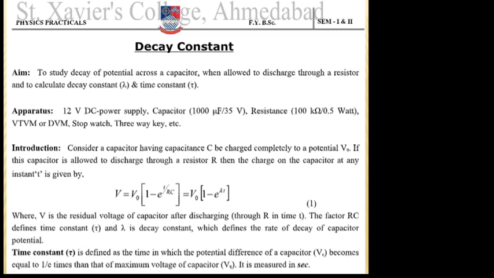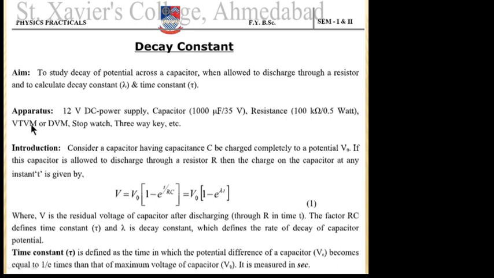The needed apparatus is a 12 volt or 5 volt power supply. It depends on the capacitor's capacity. Then a capacitor, a resistance, and a VTVM and a DVM. VTVM is a vacuum tube voltmeter. I repeat, vacuum tube voltmeter. And DVM is a digital voltmeter, stopwatch, three-way key, etc.